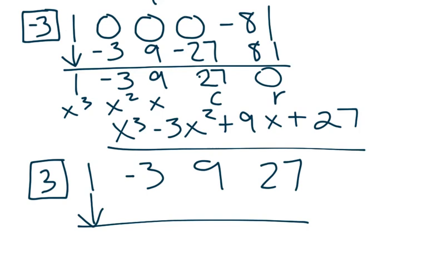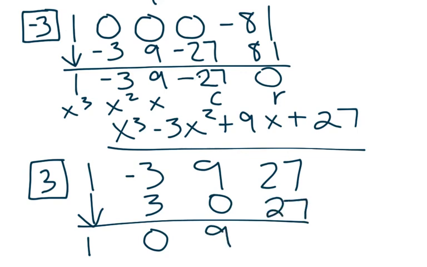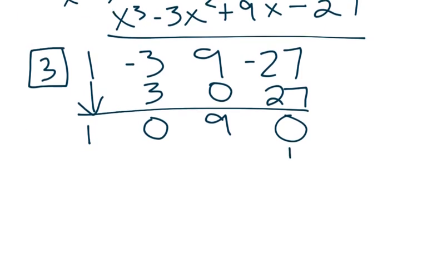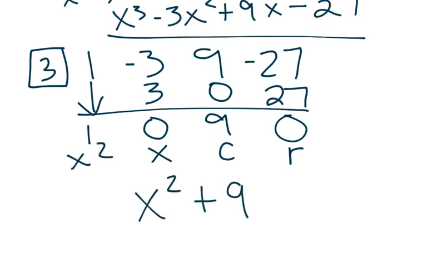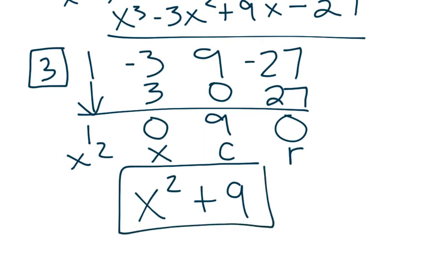I'm going to bring down the first number, multiply, add the columns, multiply, add the columns, multiply. Just realized that there was a negative right here. Sorry, there we go. Now let me write what we have left. Remember, this is remainder, constant, x, x squared. So we have x squared plus 9. We have a quadratic remaining.